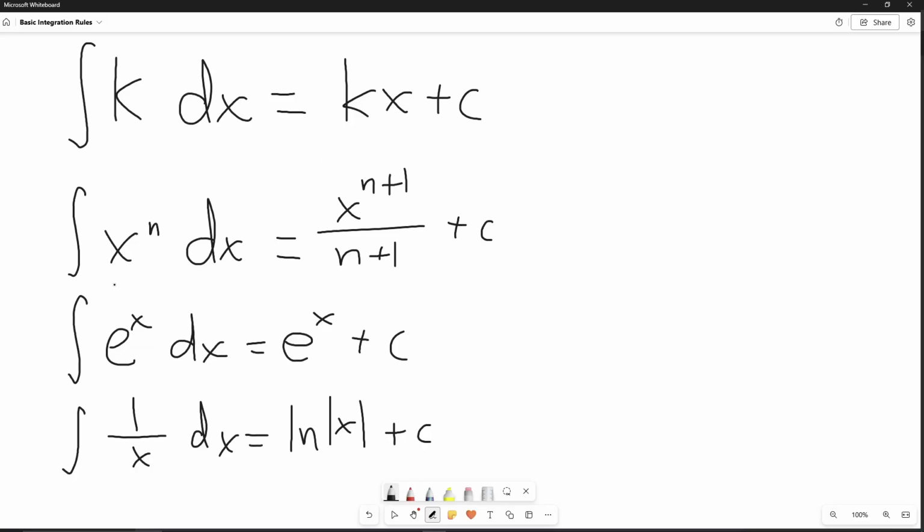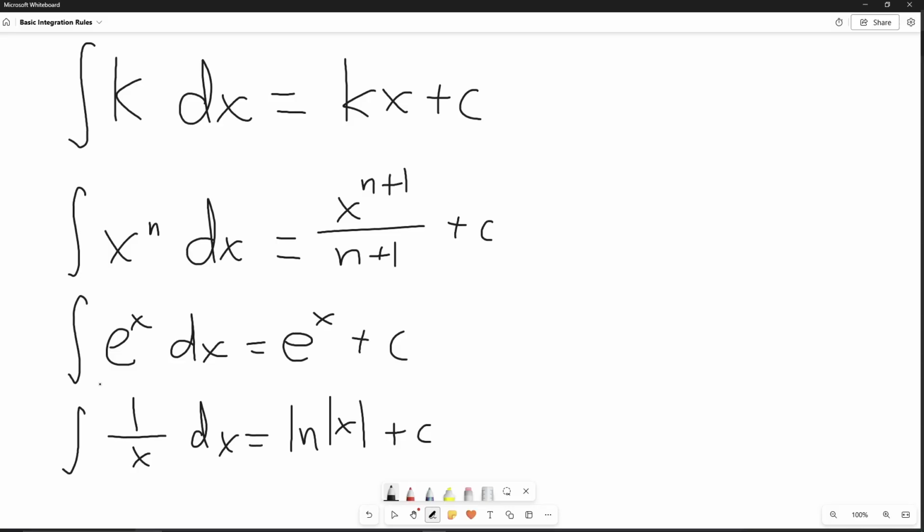And the second rule is the integral of x to the power of n, assuming n is a number, with respect to x, is equal to x to the n plus 1 all over n plus 1, plus c. And we already kind of talked about this in our video of the introduction to indefinite integrals. But yeah, this is just like a reverse of the power rule for derivatives.